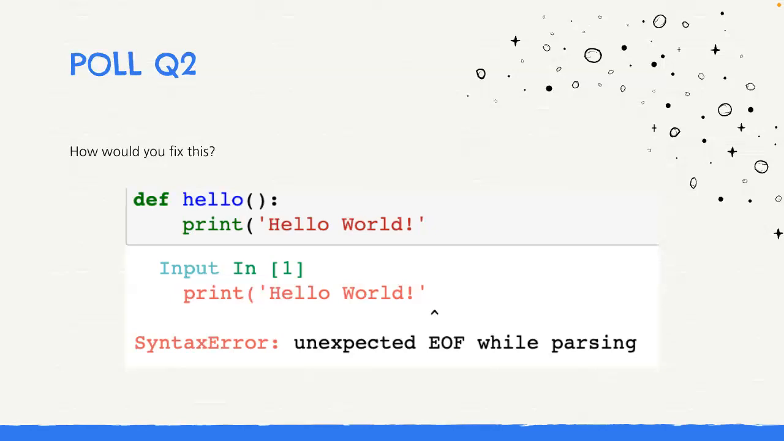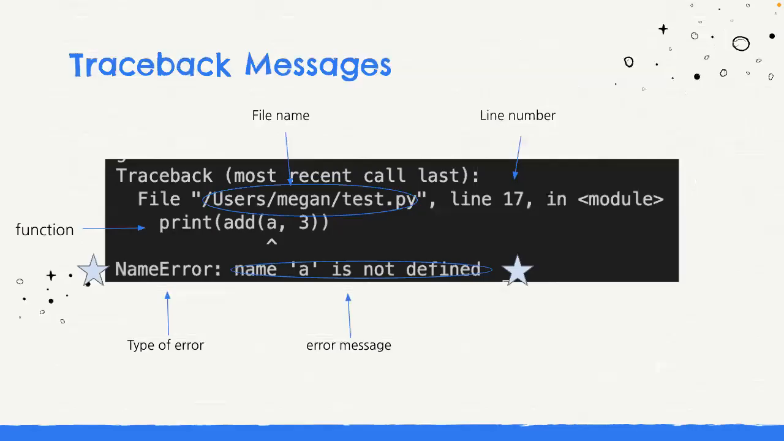All right. Okay, so this is a traceback message. This is basically what you'll see if you're using VS Code to do your homework, and you'll see a similar variation in Jupyter Notebook, just like the picture I put before. It'll tell you the file name. In this case, it's users Megan test.py.